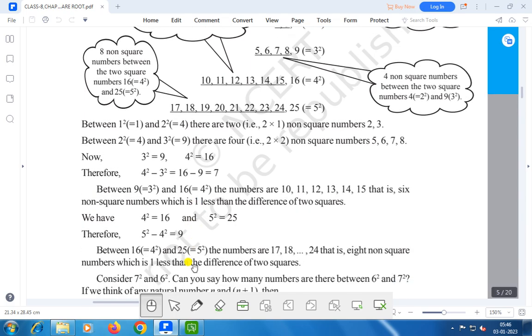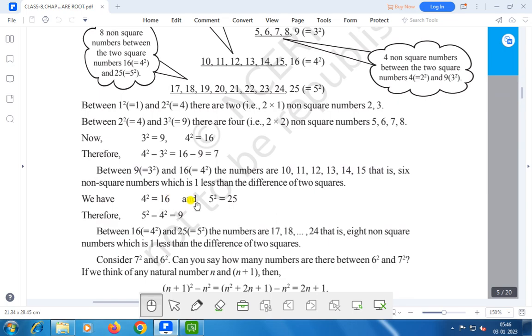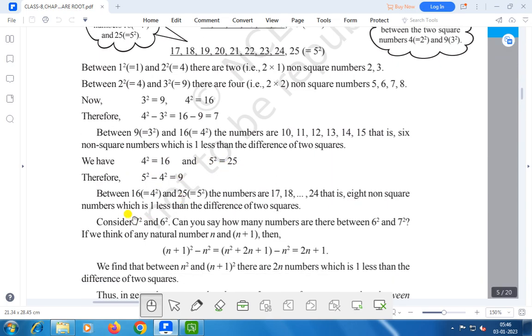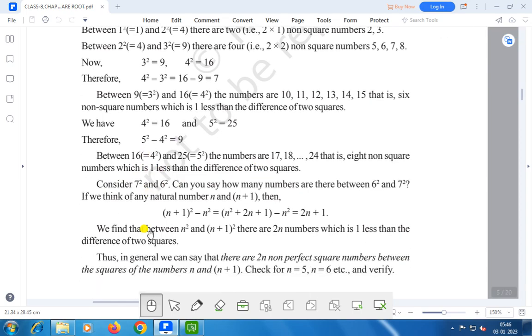Right. Now we have 4 squared, 16, and 5 squared, 25. 5 squared minus 4 squared is equal to 9. The numbers are 17, 18, up to 24, that is 8 non-square numbers, which is 1 less than the difference of the two squares, 9 minus 1.